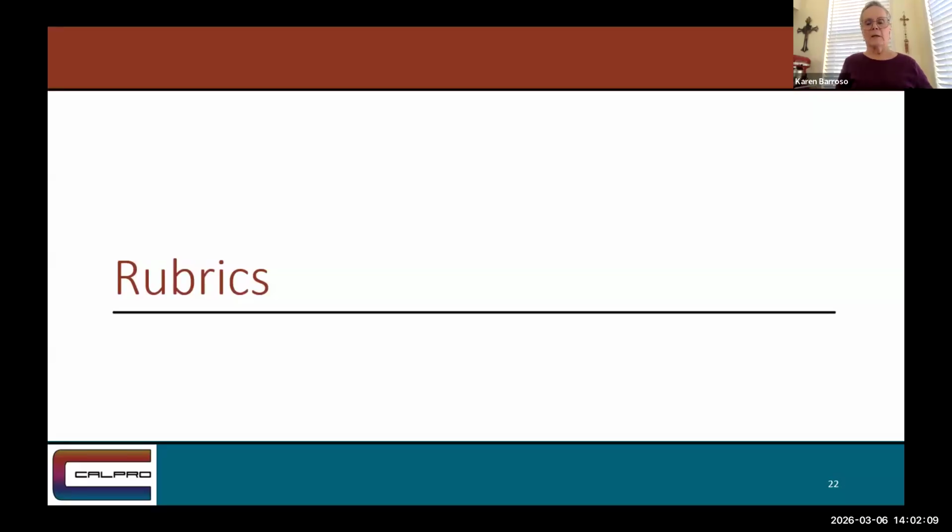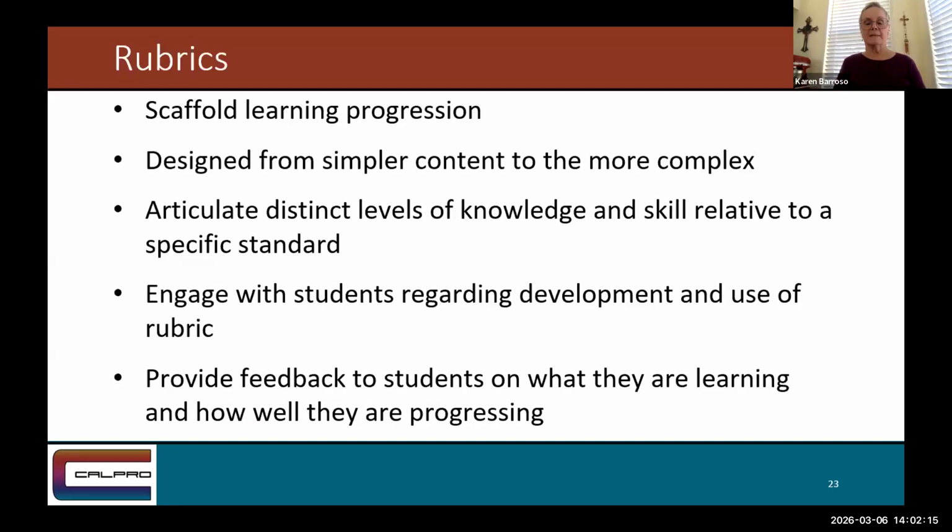Okay, before we jump into Catherine guiding us through putting all of this together, we're going to take a brief moment to talk about rubrics. Rubrics help us to scaffold learning and progression, as group 2 read earlier. They're designed to go from simpler content to more complex content, or from what does it mean if they're not able to do this? What does it mean to be proficient? And what does it mean if they're advanced, if you will?